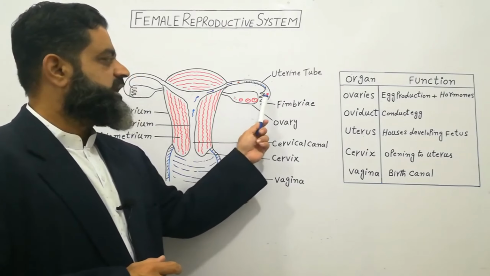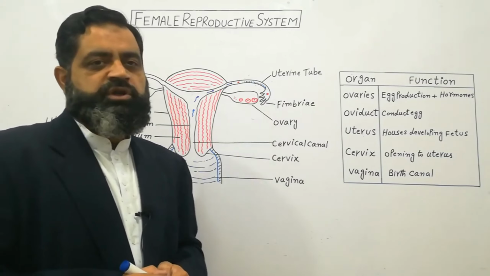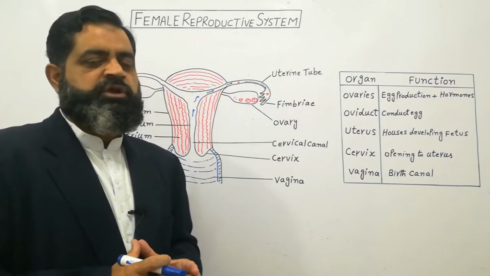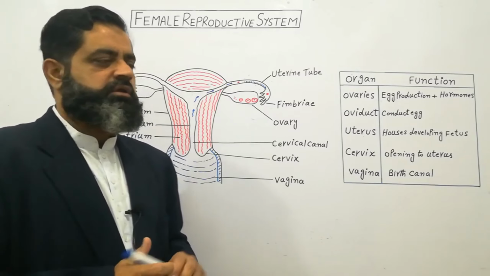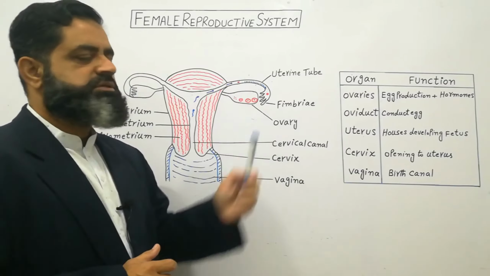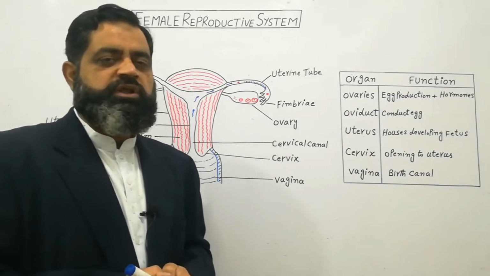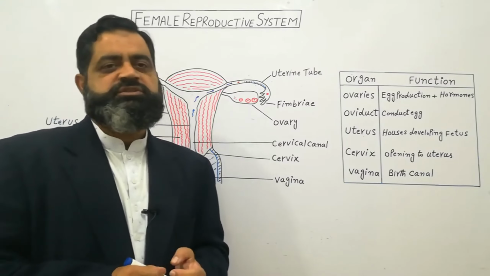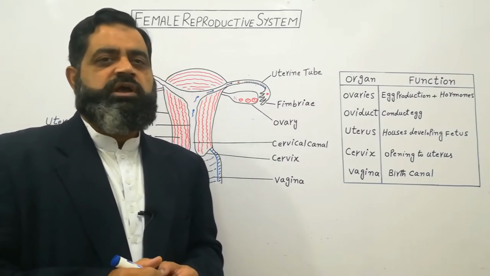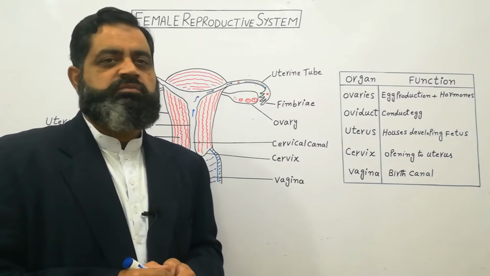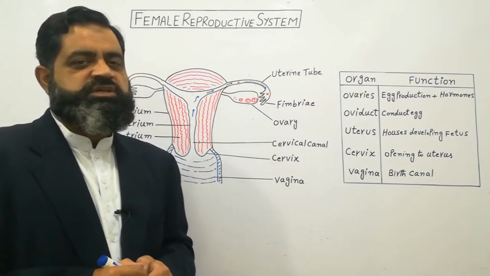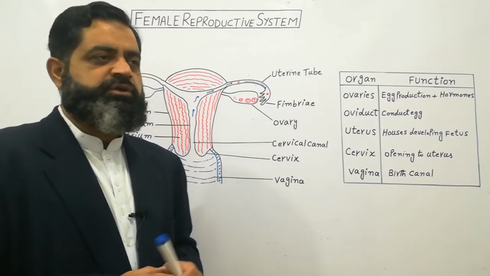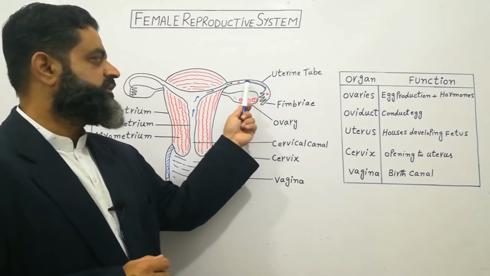As soon as the egg reaches the fallopian tube or uterine tube, it starts its journey towards the uterus. This journey is aided by small cilia present in the inner wall of the uterine tube. Unlike sperms, which can move with the help of their flagellum, eggs cannot move on their own. So cilia beat continuously and help the egg to be transported from one part to another.